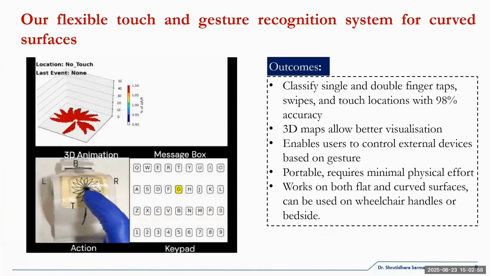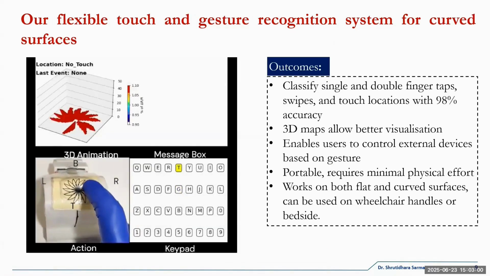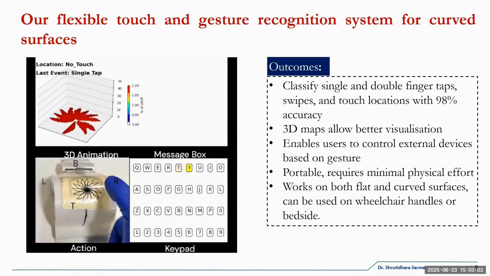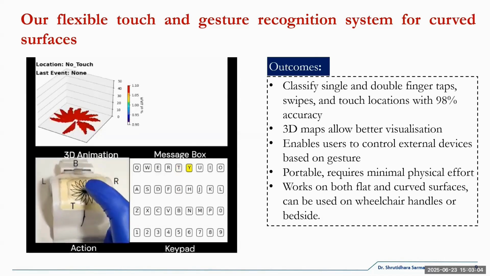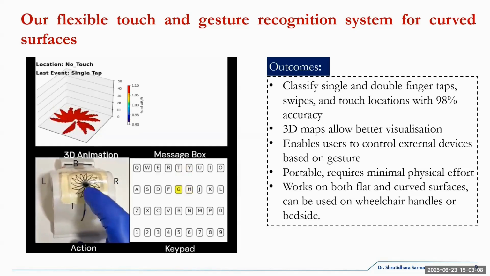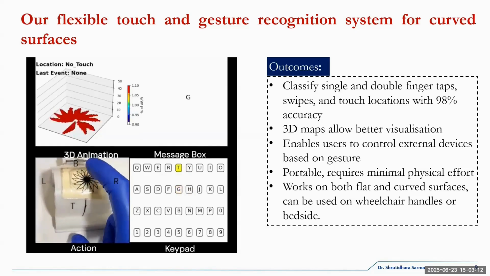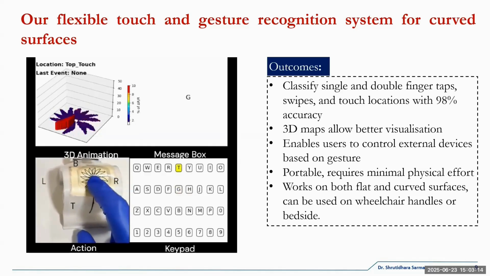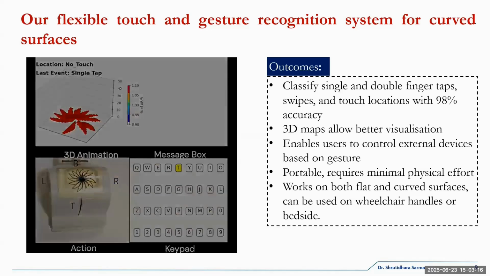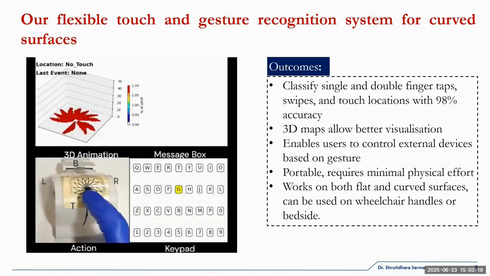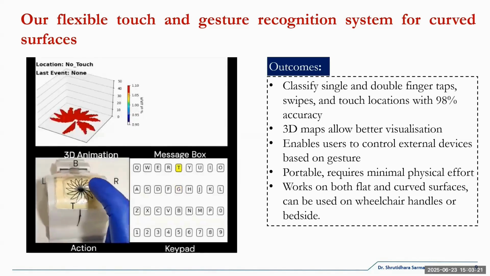So we can classify single and double finger taps, and this is portable. Of course, it's very cost effective because we have fabricated it using screen printing. So you can make as many sensors as you want, and you can take any number of designs. Till now, we are handling 15 sensors at a time, but we also intend to go ahead with more sensors if required in the future.